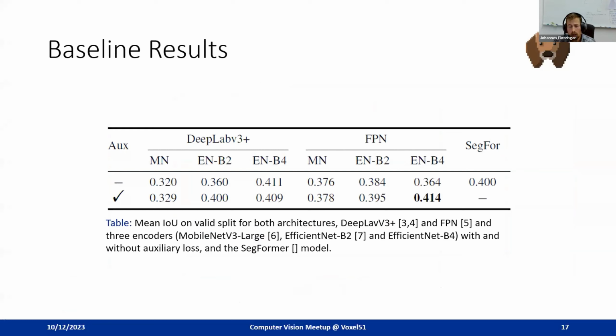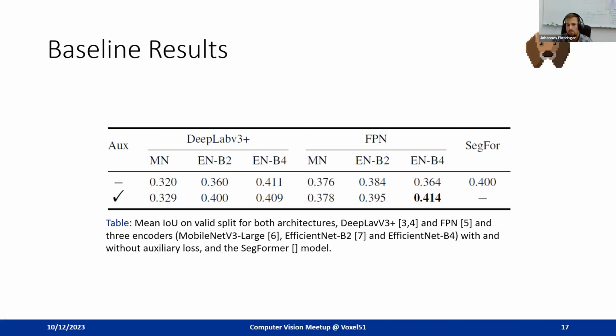dataset. Our main metric is the mean intersection over union, and that is reported here in this table. We analyzed 3 architectures. The first one was DeepLab version 3+, then a feature pyramid network, and we combined both architectures with 3 encoders: MobileNet version 3 large, EfficientNet B2, and EfficientNet B4. And for both architectures, we investigated the auxiliary loss, so with and without auxiliary loss, as you can see here in the rows. And additionally, we analyzed a transformer-based architecture, a SegFormer model.